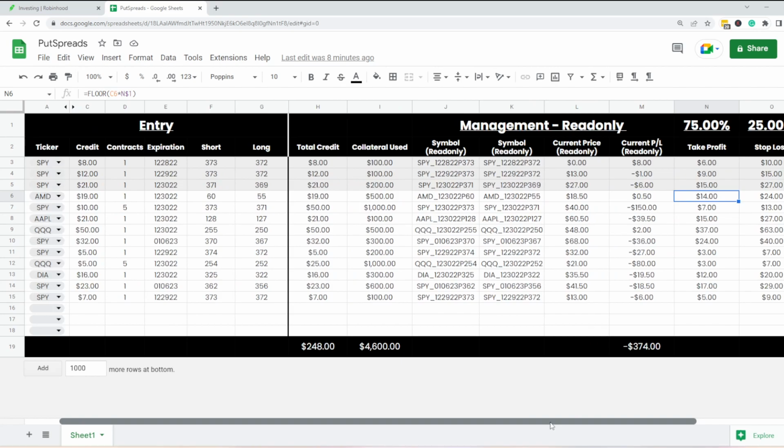So maybe I should actually, instead of a take profit, do that a little bit differently, like how I did this one. So if this reaches $24, it's currently at $18.50. If it reaches 24, I'm going to hit a stop loss. So maybe, yeah, let's fix this.